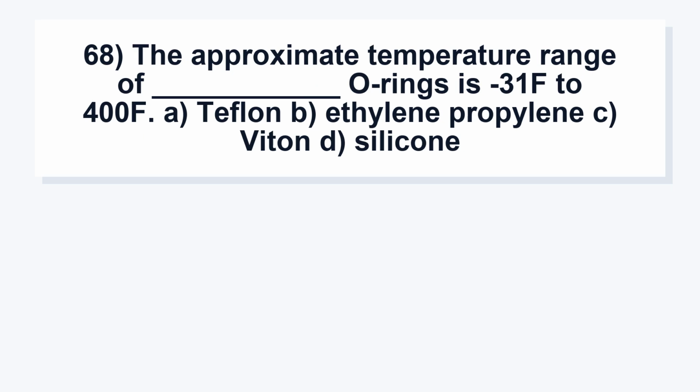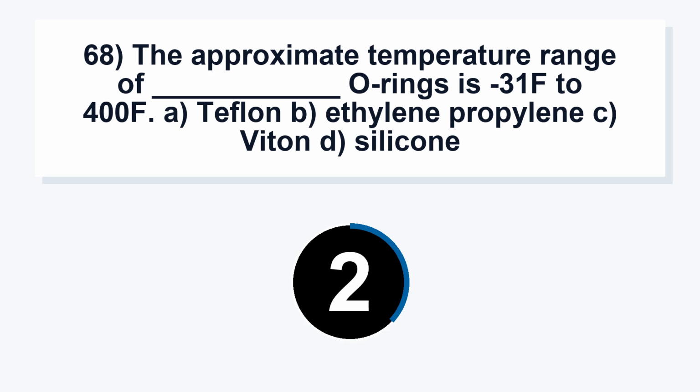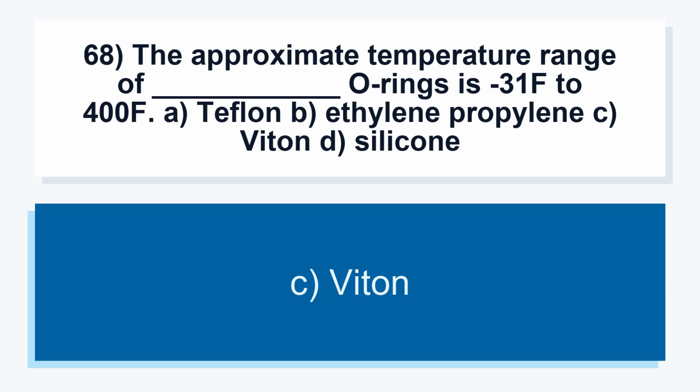68. The approximate temperature range of blank O-rings is -31 F to 400 F. A. Teflon. B. Ethylene propylene. C. Vitin. D. Silicone. C. Vitin.